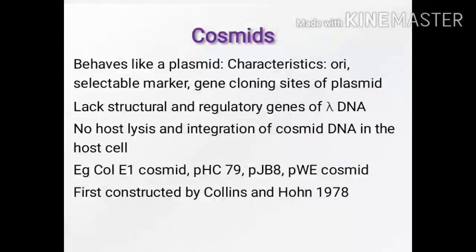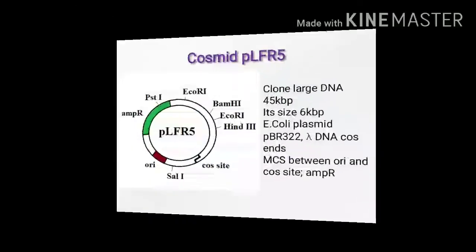Cosmids behave like a plasmid. It has characteristics like origin of replication, selectable marker gene and gene cloning sites of a plasmid. It lacks the structural and regulatory genes of lambda DNA, so there is no host lysis and integration of the cosmid DNA into the host cells. Examples of cosmids: Col E1 cosmid, pHC79, pJB8, pWE cosmid. Cosmids were first constructed by Collins and Hohn in the year 1978.